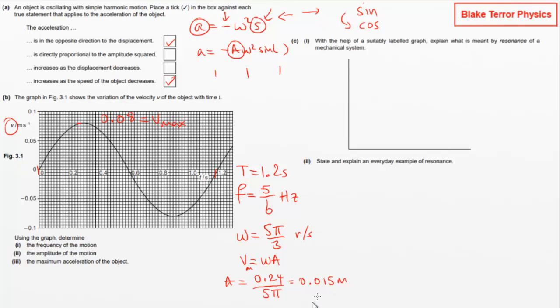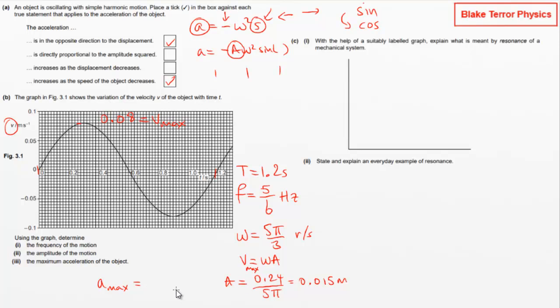0.015 meters. So we've got all of that out of it. What else could we have? We could have the A max, seeing as we've got V max and S max, because amplitude is S max. So A max is A omega squared.